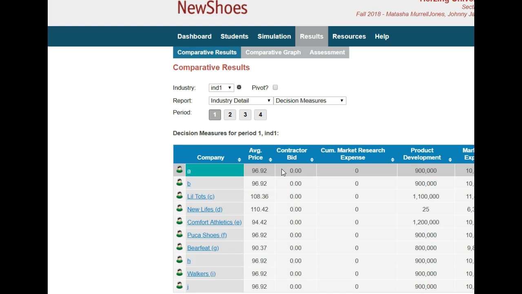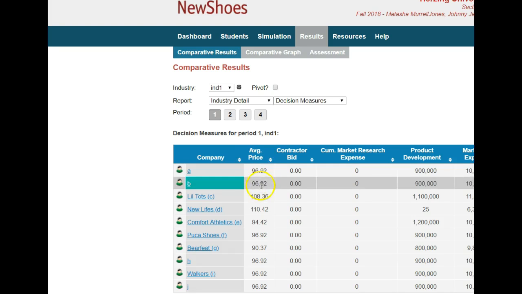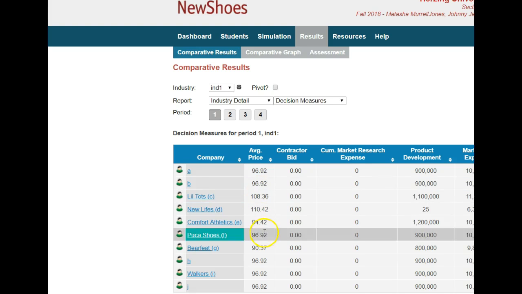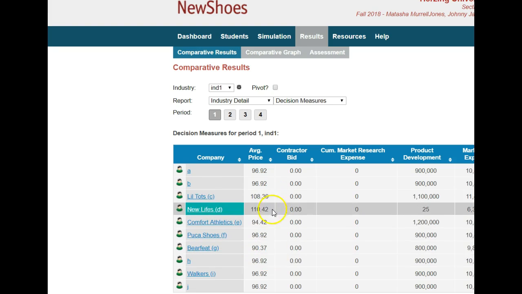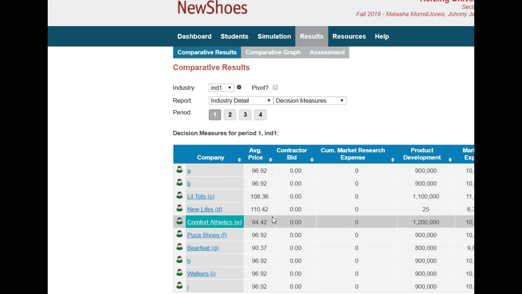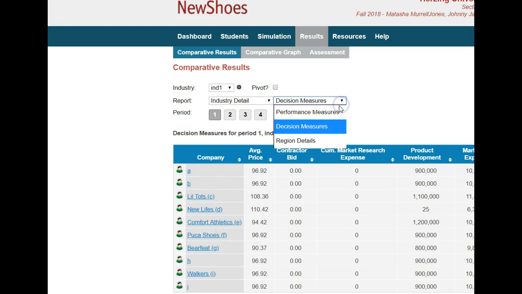Now in this case, if we go back to the simulation, I'm doing well, obviously, in unit sales, but let's just say we weren't. I want to look back at the unit price. My unit price is at $96.92. Some of my competitors have the same exact price. Some of them are a little higher, but only one's a little bit lower. So I want to look at Comfort Athletics and see how they're doing. Now, if they end up doing better in some of these areas than me, then I might lower my price just a little bit and see what happens.